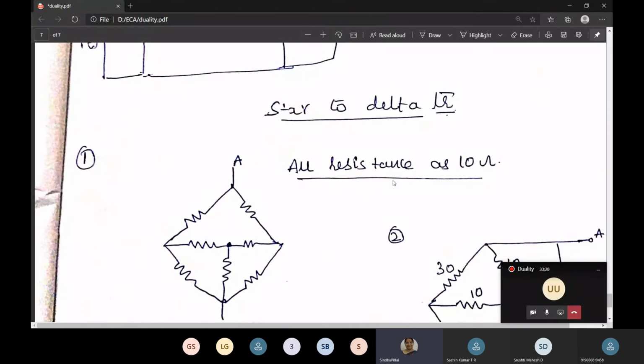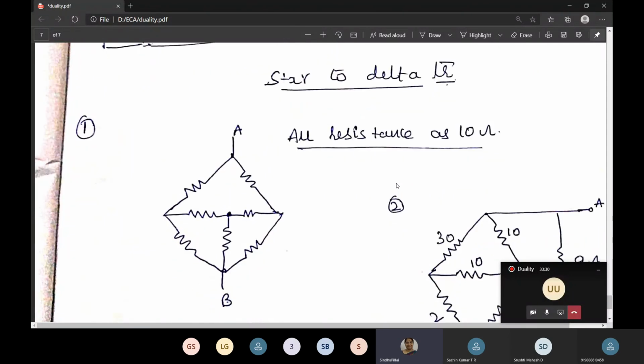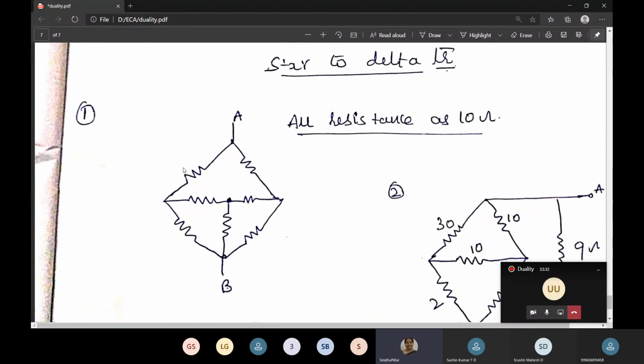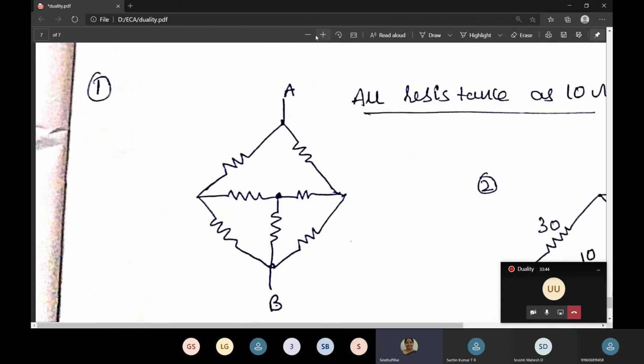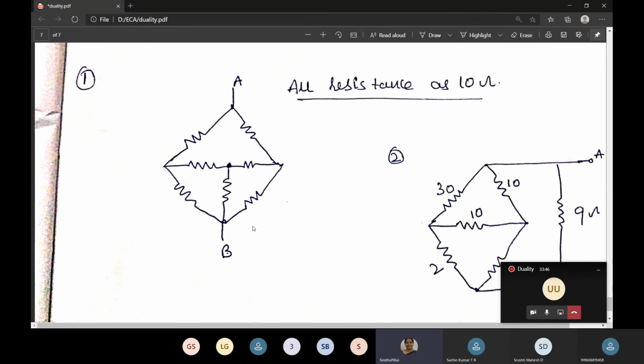Next, I have given some examples for you to solve here. So this is the network that came in the question paper. Here all the resistances are 10 ohm. Okay, and this is the network. You have to solve it. Just see what can be done. How can this be solved? There is a star here. You can convert that into delta. When you convert it to delta, you will get two parallel networks here that you can solve in that way.